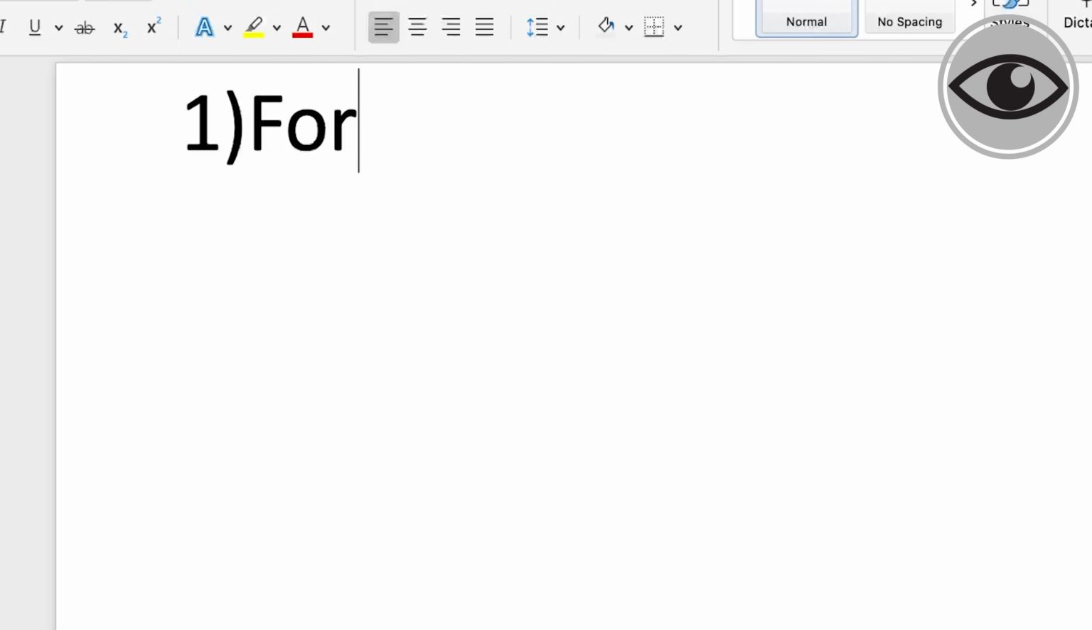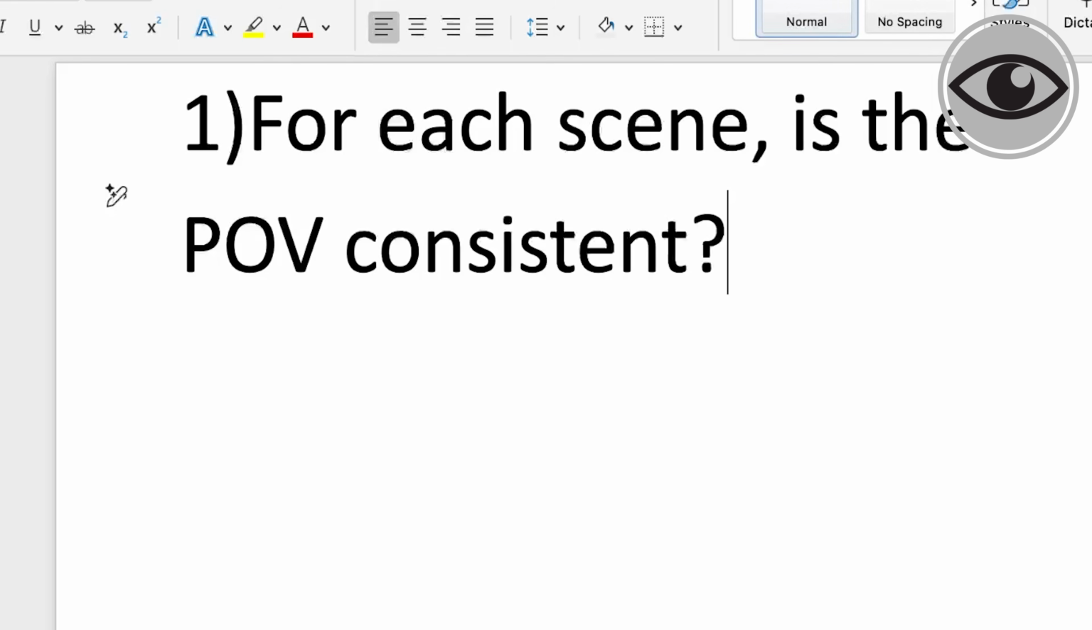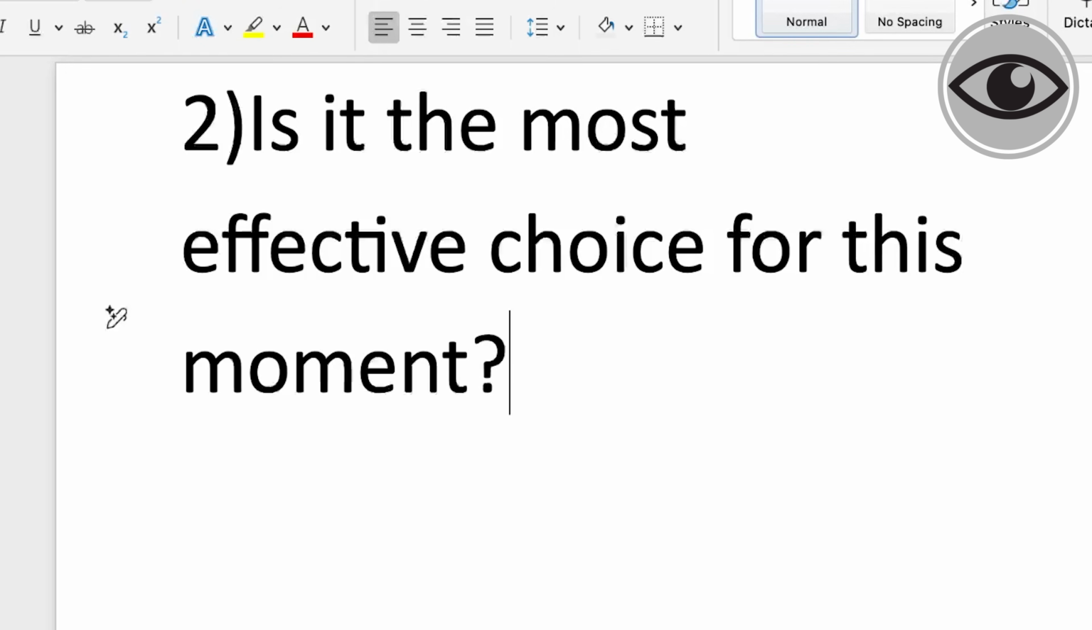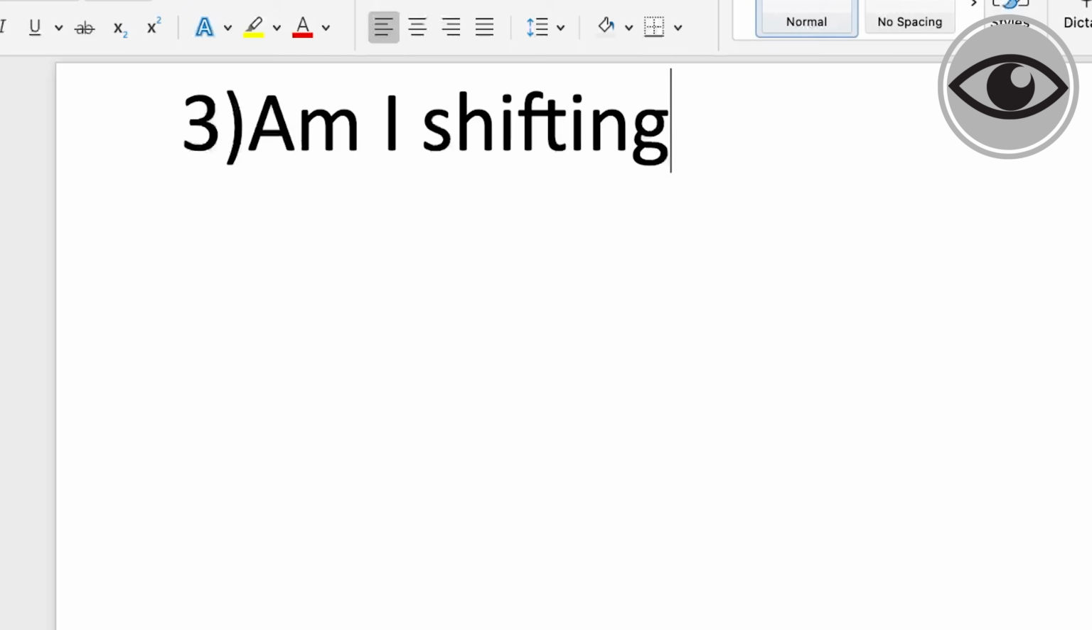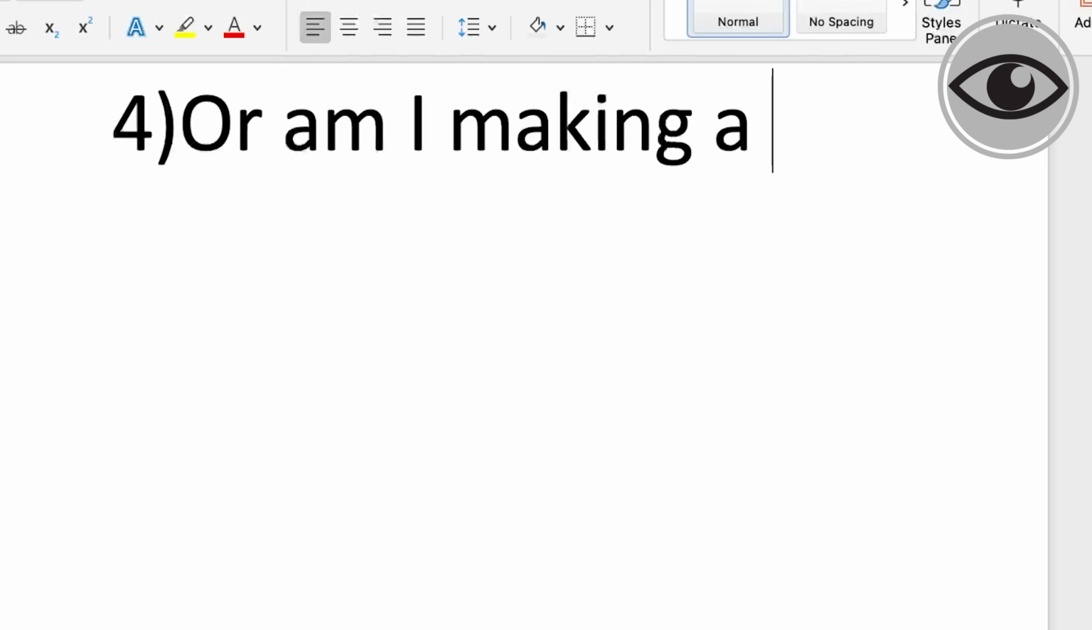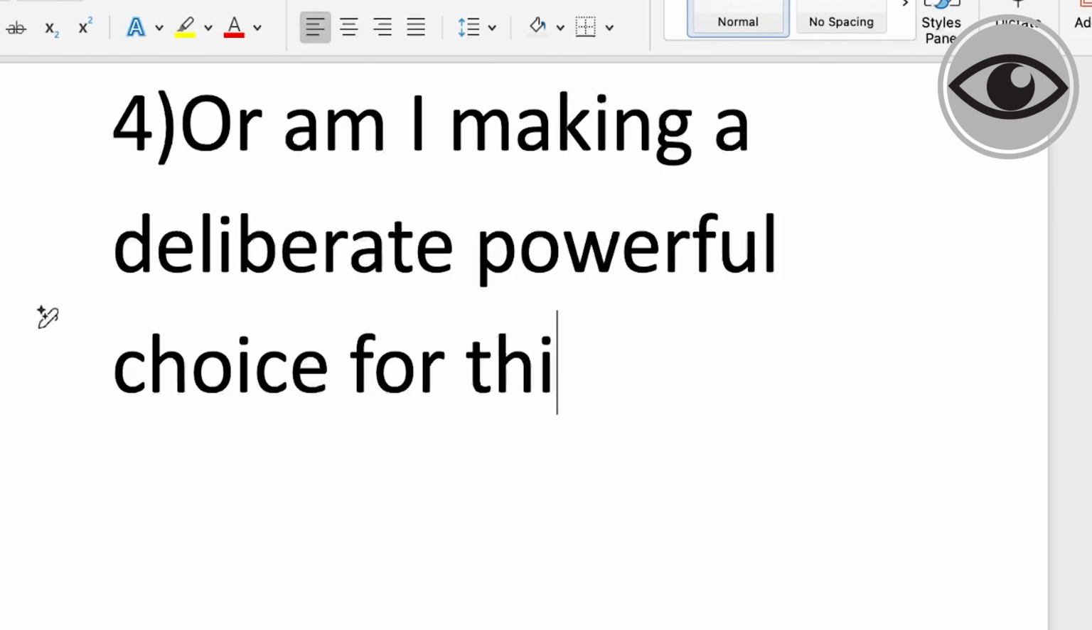To diagnose your script's perspective, ask, for each scene, is the POV consistent? And more importantly, is it the most effective choice for this moment? Does my chosen perspective hide or reveal information at the exact right moment to create maximum suspense, surprise, or empathy? Am I shifting POV as a lazy shortcut to explain things? Or am I making a deliberate, powerful choice for this scene?